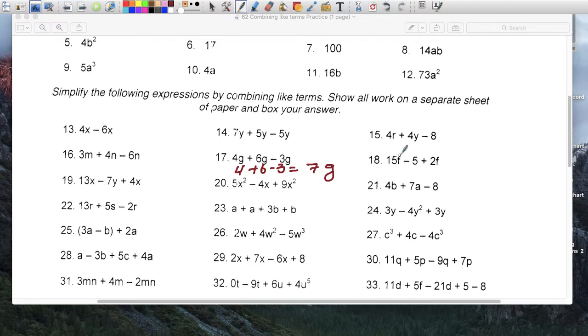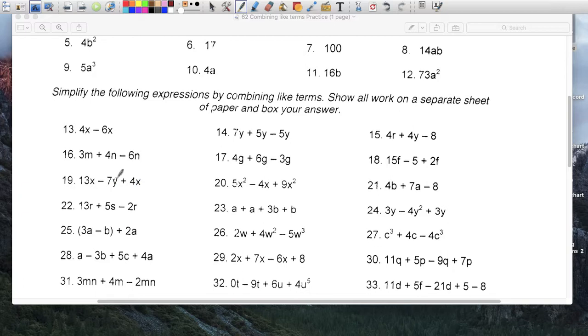This one. And I'm going to circle this, because it's an f, and I'm going to circle the plus 2f. And I'm going to move things around, so this is going to become 15f plus 2f. And I'm going to put the minus 5 all the way at the end, so the like terms are next to each other. 15f plus 2f is 17f. And I should use actually a small f, but I don't know how to do a small f. So 17f minus 5. I can't combine these two because they're not alike.